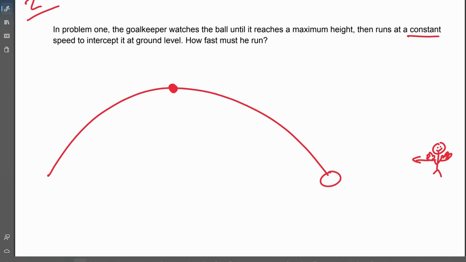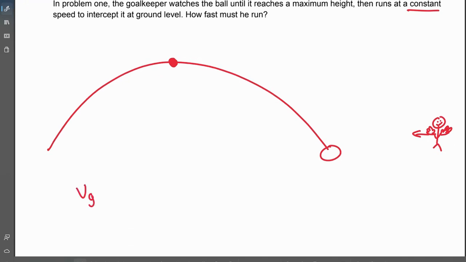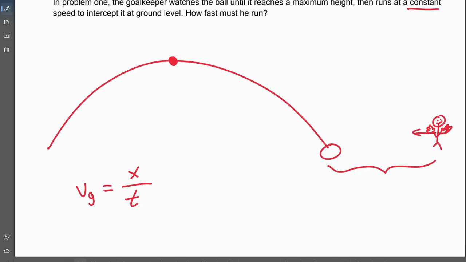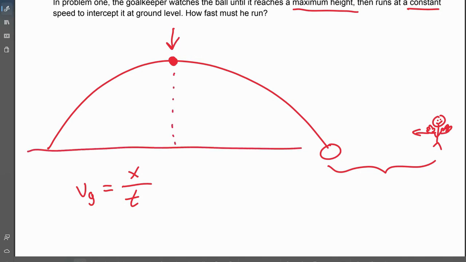In this running, we have to figure out the velocity of our goalkeeper. It'll just be whatever displacement he has to make up between him and the ball, which we called x on the last screen, in however much time it is that he runs. He watches it until the maximum height, so that's when he starts running. In terms of our projectile motion, he has only the time from the top down to the bottom. We call that time down. So the velocity of our goalkeeper is going to be x, whatever this distance is, divided by the time down. That's how fast he has to run. It's up to you to determine the time down from the situation in problem number 1.